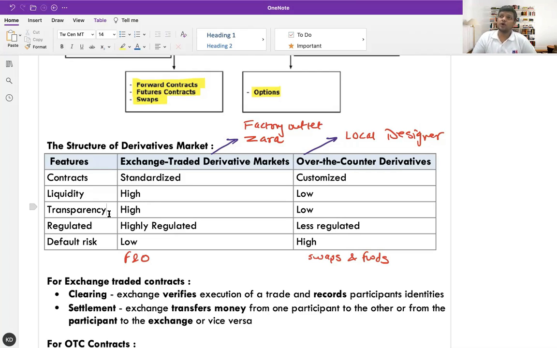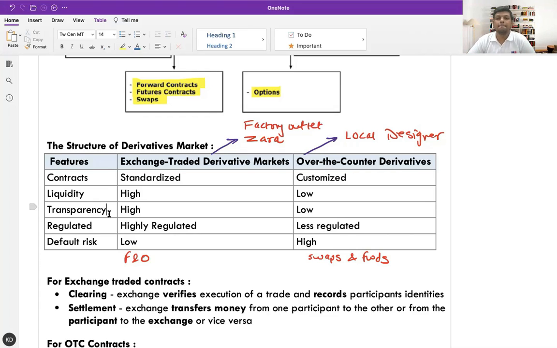For example, whenever I want to deal in futures and options, especially for stocks or commodities, I'll go to a recognized exchange. But when I want to do a customized forward or a swap contract, I cannot find that on exchange. I'll have to do one-on-one. So anything which is customized is basically forwards and swaps. They are very much customized contracts. We'll see what exactly they are, but they're customized contracts, and therefore you'll find them on OTC. But futures and options are very standard contracts. Therefore, you'll find them on exchange.